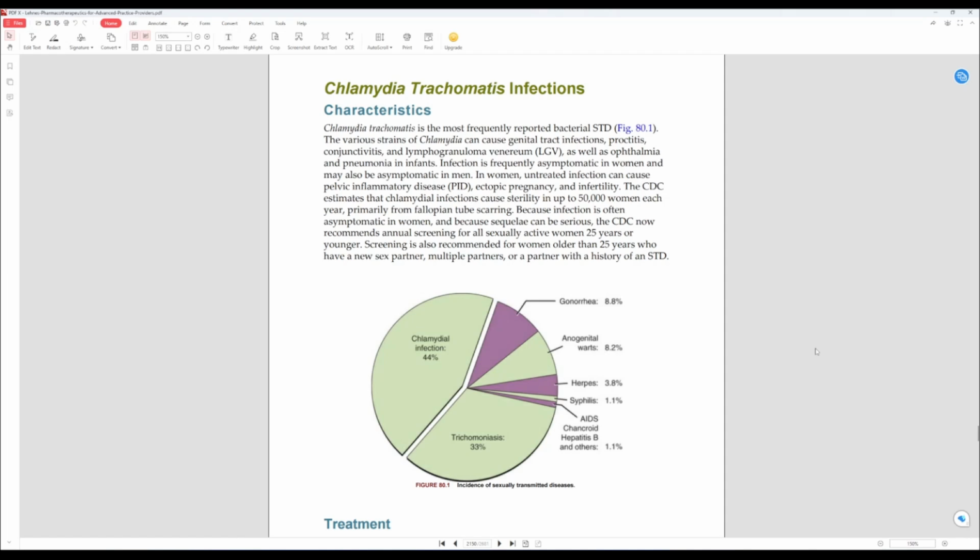The CDC estimates that chlamydial infections cause sterility in up to 50,000 women each year, primarily from a fallopian tube scar. Because infection is asymptomatic in women, and because sequelae can be serious, the CDC now recommends annual screening for all sexually active women 25 years or younger. Screening is also recommended for women older than 25 years who have a new sexual partner, multiple partners, or a partner with a history of an STD.